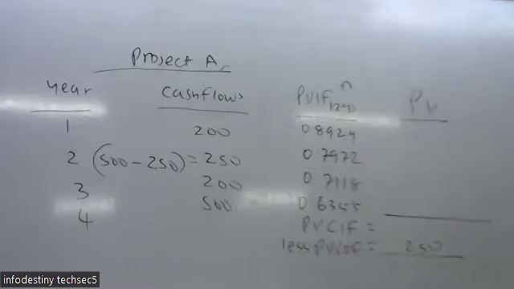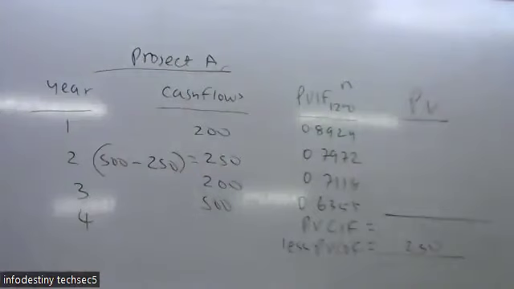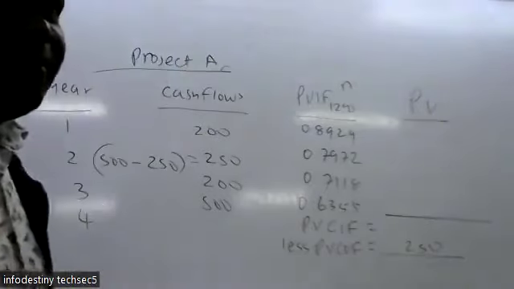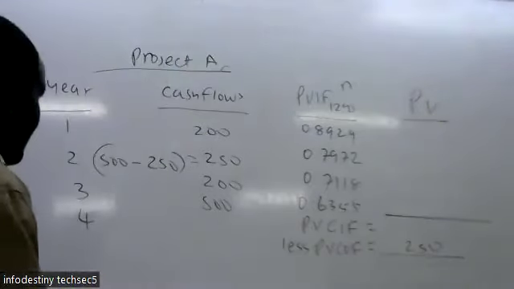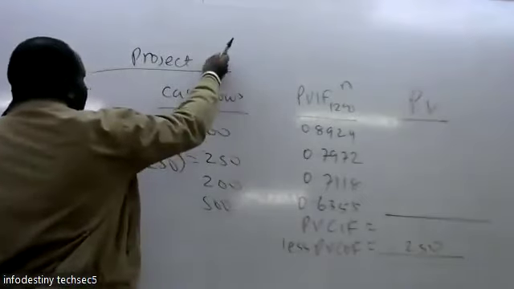We do the same for project B, but for B there is no replacement because it also has 4 years. So we just get the normal NPV. We shall be required to do the same for project B.